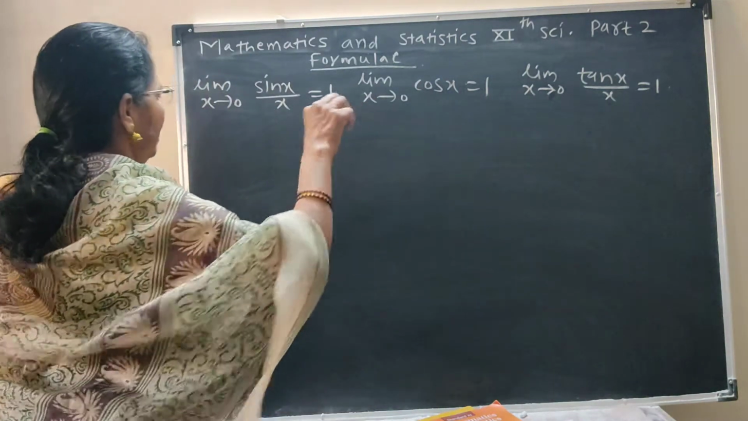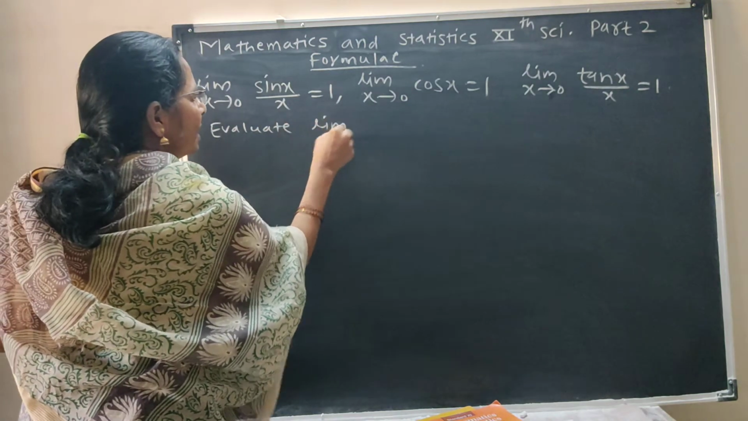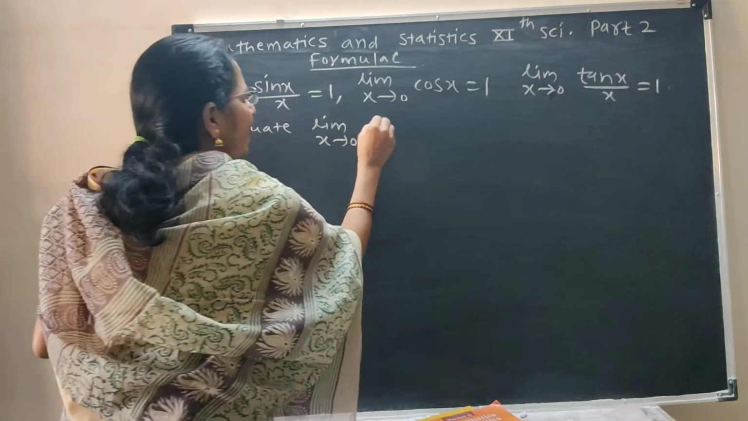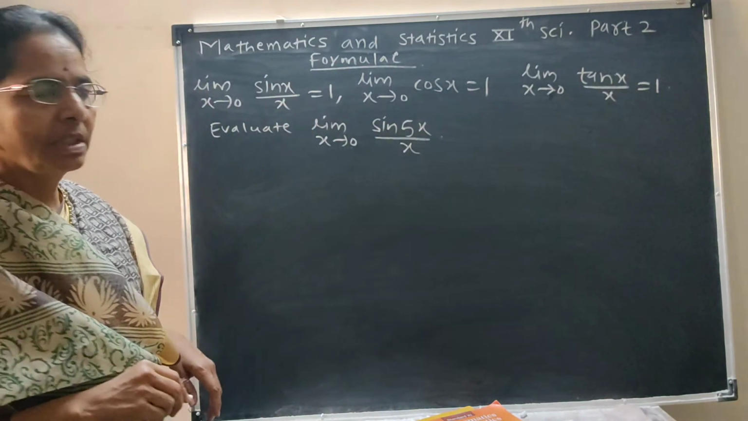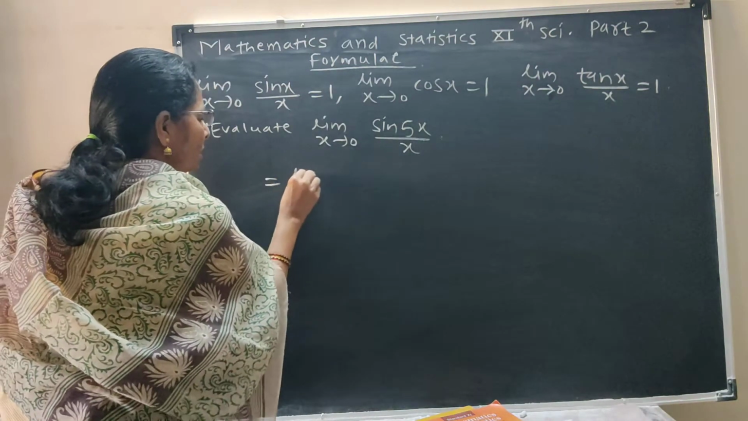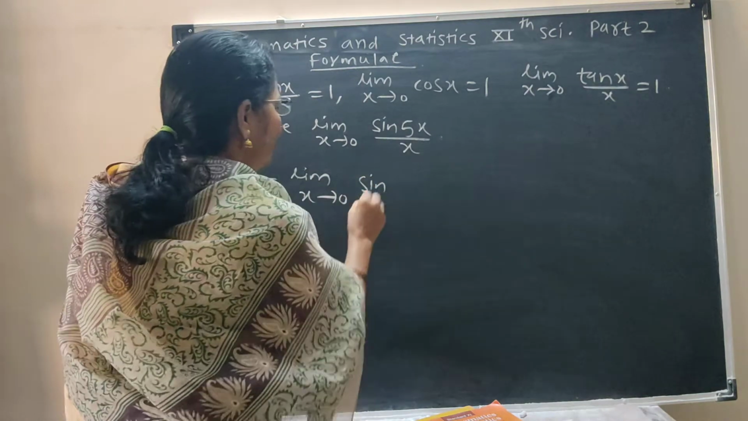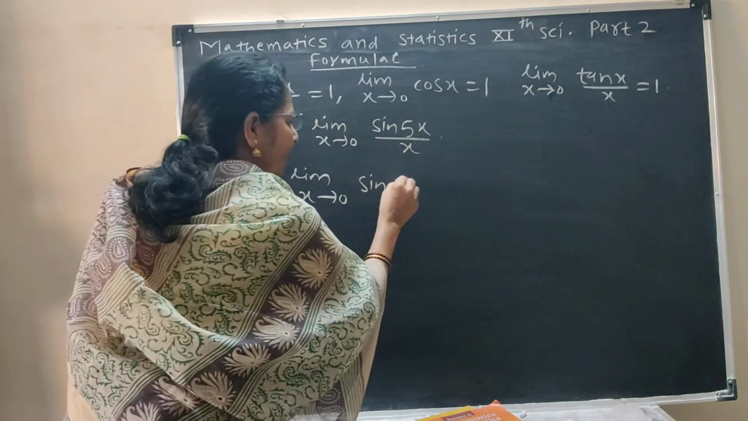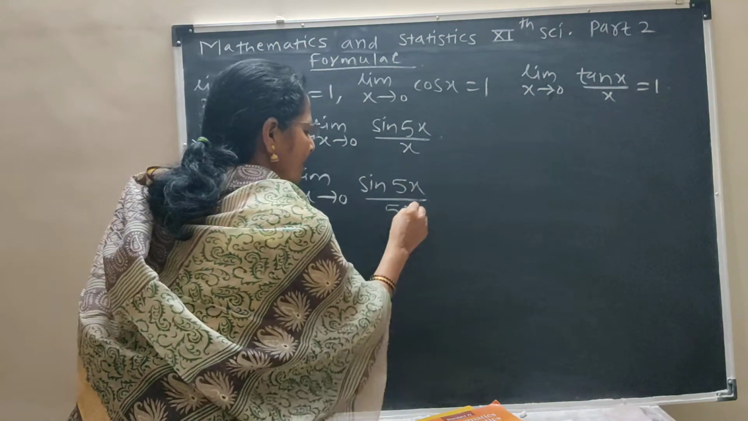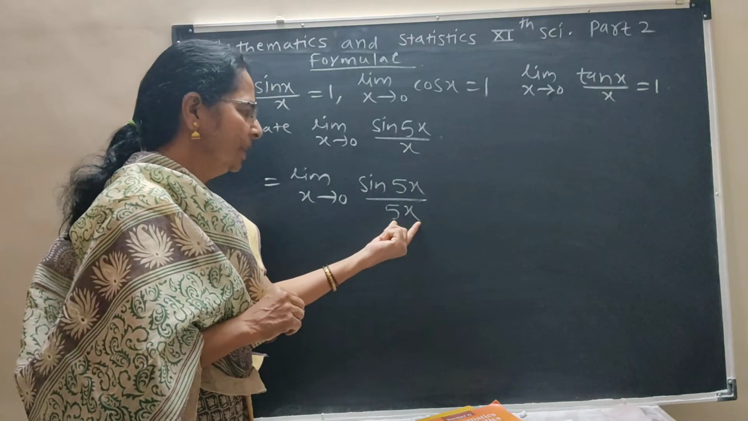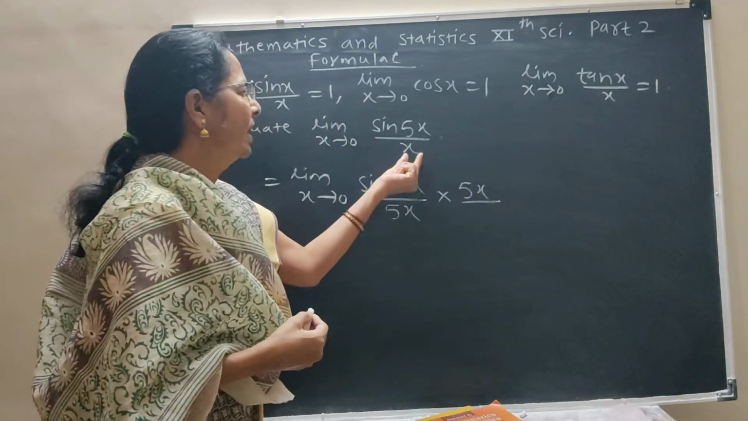Now question related. Evaluate the limit as x tends to 0 of sin 5x upon x. How we solve this question: limit as x tends to 0, sin 5x is here, so write 5x at the denominator. We take this value at the denominator, so multiply by 5x, and the remaining value x is right here.